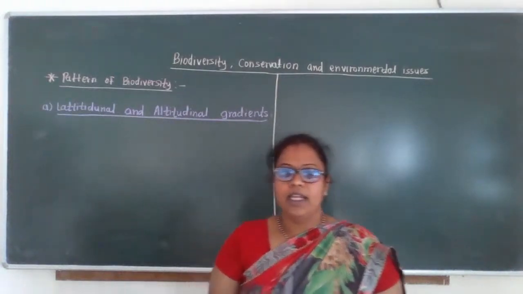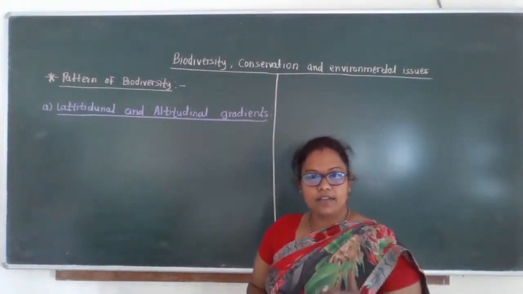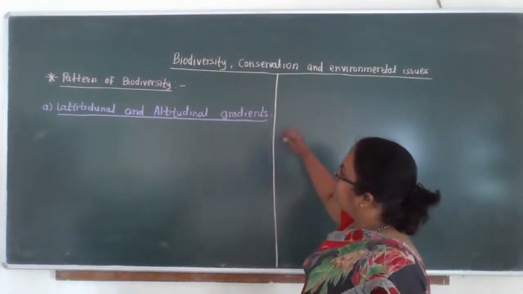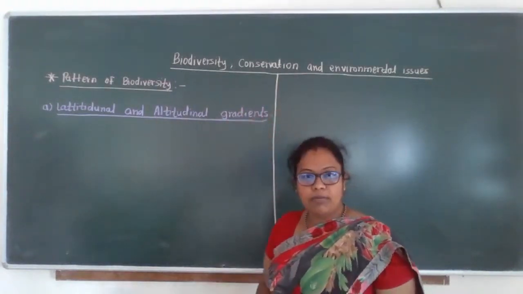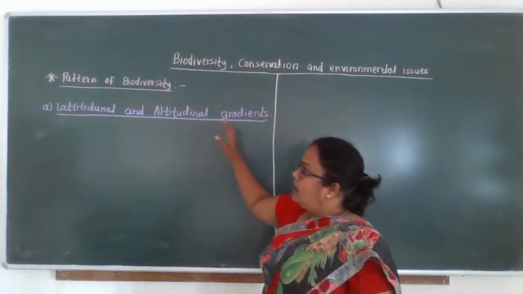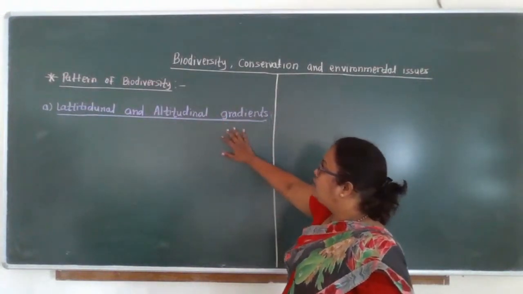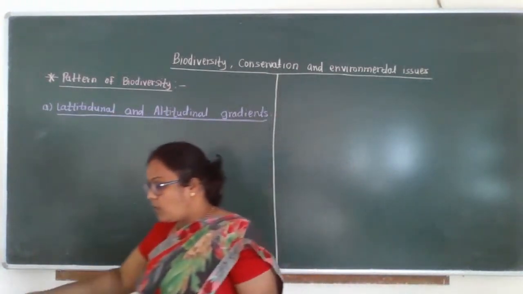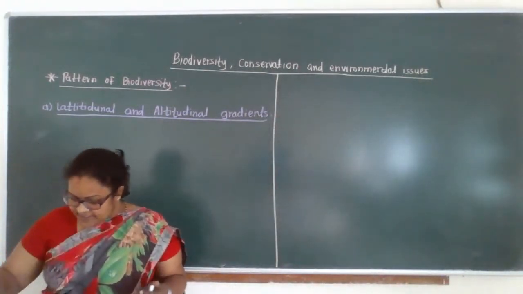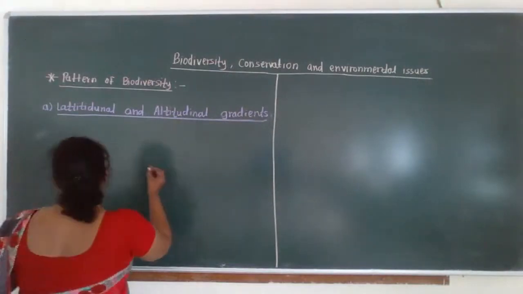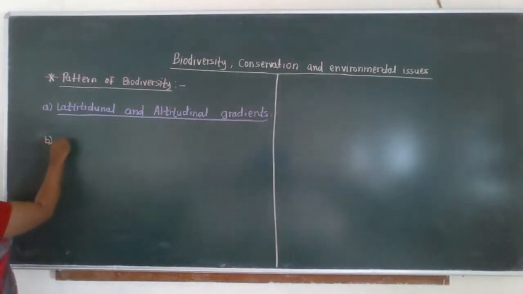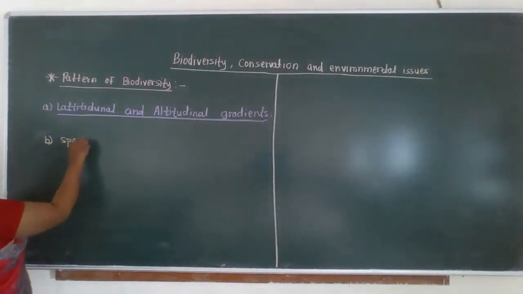Hello student, in our today's lecture we are going to start with the next point of the topic, that is the pattern of biodiversity. There are two patterns of biodiversity. One is the latitudinal and altitudinal gradient and another one is the species area relationship.